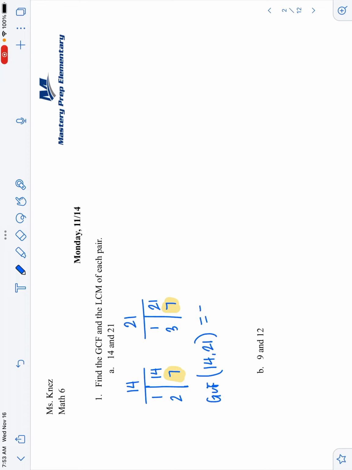Now, for the LCM, I need to list out the multiples instead of the factors of both of these numbers. So I'll start by counting by 14s. 14, of course, to start. Then I have 28. And you'll continue adding 14s for about 5 to 10 numbers.